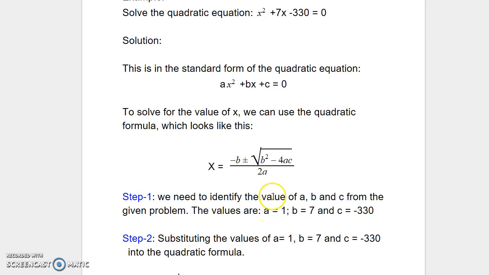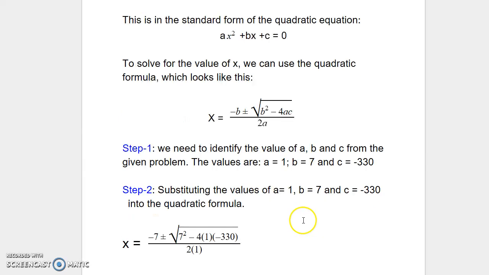As a first step, we identified the values of a, b, and c. I have written it down here. a is equal to 1, b is equal to 7, and c is equal to negative 330. Now, in step 2, we're going to substitute the values of a, b, and c into this quadratic formula. The quadratic formula states that x is equal to minus b plus or minus the square root of b squared minus 4ac, the whole thing divided by 2a.